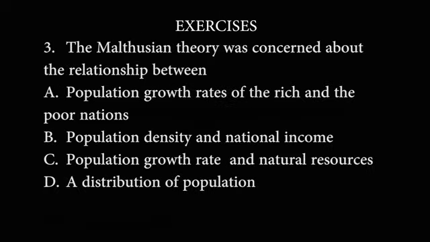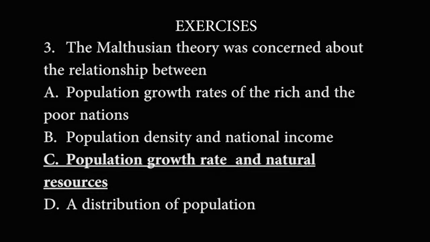The Malthusian theory was concerned about the relationship between: A, population growth rate of the rich and the poor nation. B, population density and national income. C, population growth rate and natural resources. D, distribution of population. The right answer is C, population growth rate and natural resources.